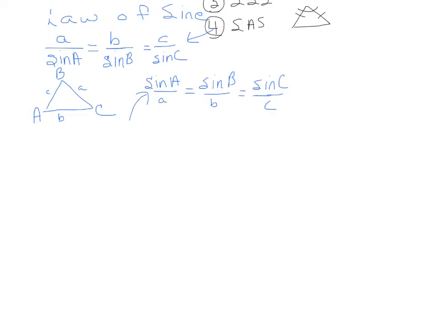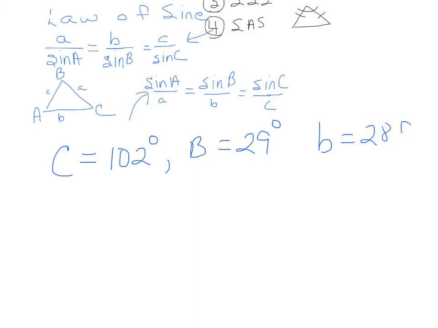Look at solving using the law of sines. If I'm told that angle C is 102 degrees, angle B is 29 degrees, and side B is 28 feet. If I draw my triangle, and it's obviously not going to be drawn to scale, but we're just drawing it so that we can label things.